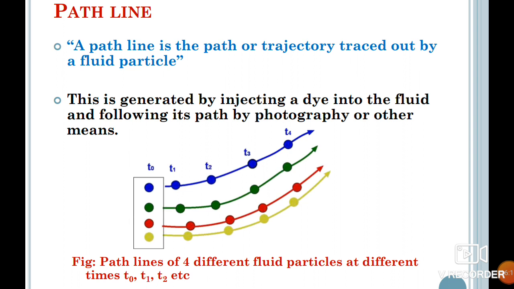At time t2 it has moved some distance far away. At t3 it has moved again some distance, and like that. So that is the trajectory or path of the blue particle. We can say it is the path line of the blue particle. Similarly, the second one is the path line of the green particle. Below that there is a path line of the red particle, and below that there is a path line of the yellow particle. So path lines are the path or trajectory traced out by a single fluid particle.